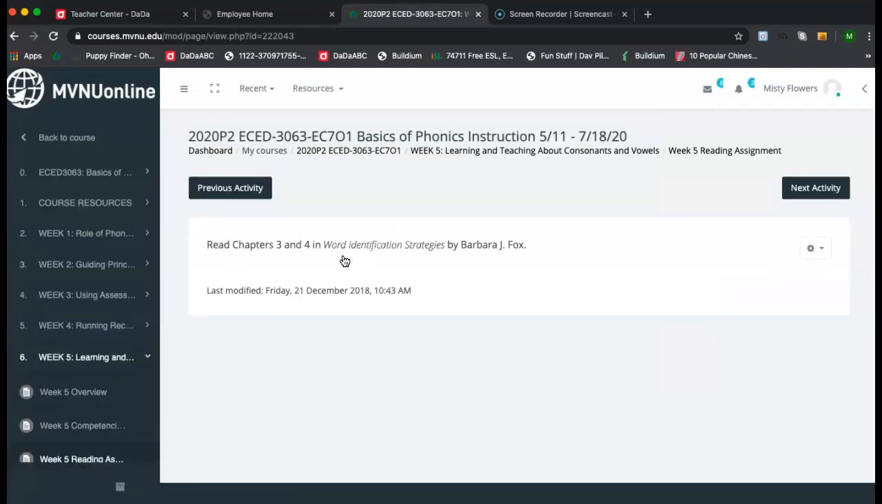Reading assignments this week. Chapter 3 from Word Identification Strategies. Chapter 3 is Early Word Identification in Preschool and Early Kindergarten. So this chapter talks about the earliest word identification strategies developed long before children come to school and long before they actually learn to read.